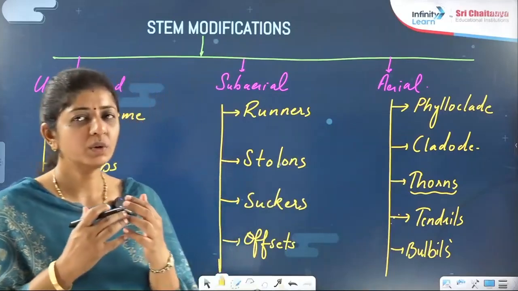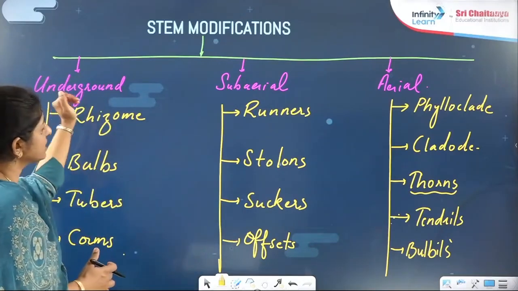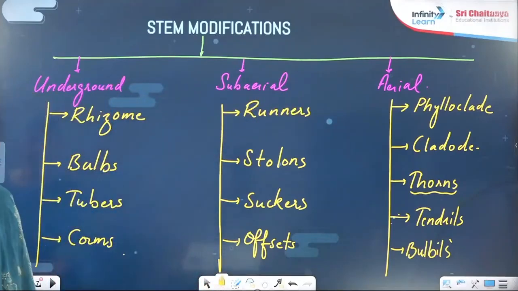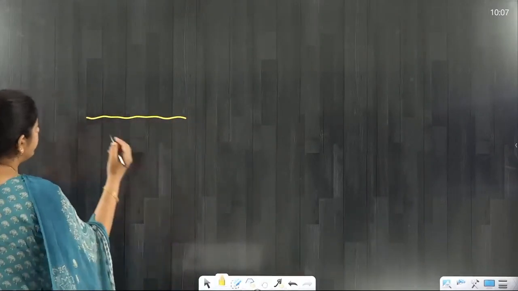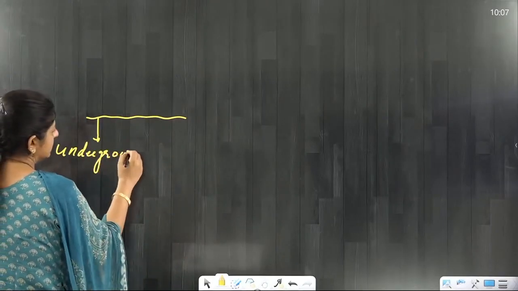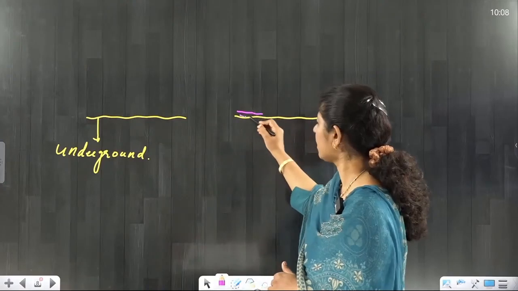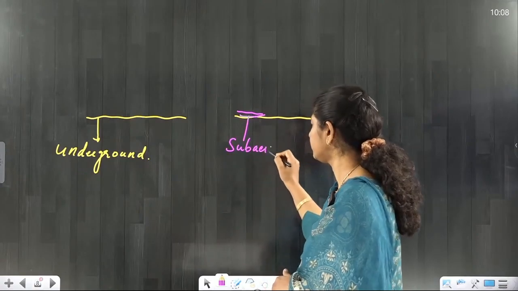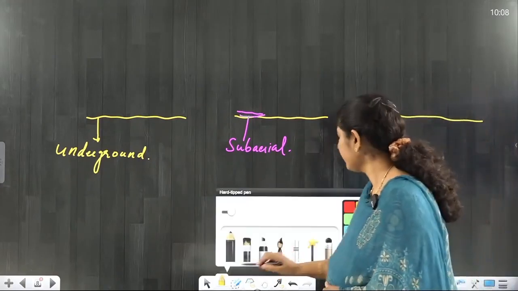Now, to go into detail with all these modifications, first of all, what should you know? What do you mean by underground stem modification, subaerial and aerial? Now, what do you mean by underground stem modification? Suppose this is the ground level. If any modification is below the ground, obviously that will be underground stem modification, right? And suppose this is the ground. If any modification is touching the ground, near to the ground, that is going to be subaerial modification.